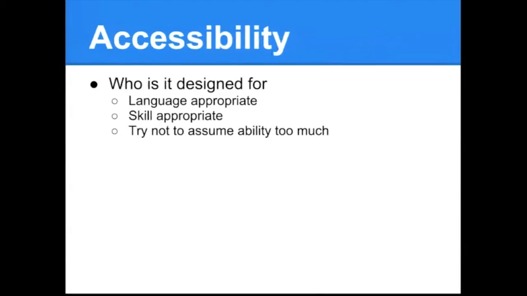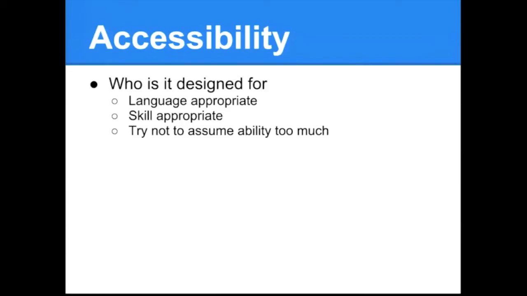Okay, accessibility is very, very important. You need to decide who it's designed for. Okay, so you need to think about the language that you're using on each page. You need to keep the website skill appropriate. For instance, if you have a very, very adept audience, you can probably assume that they know that this part of the website is interactive. If you have a new audience that hasn't been to the website before, you might need to prompt the user on what they need to do.